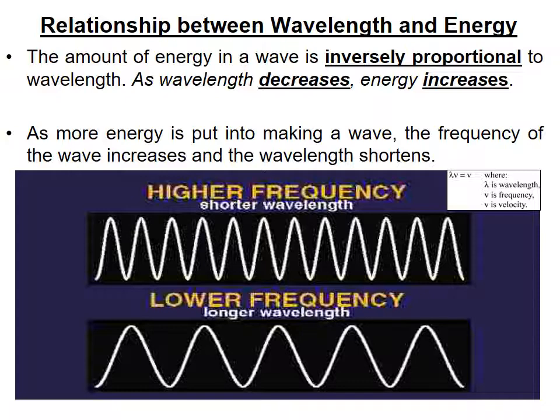So just to reiterate here and to come back to our physics terms, the amount of energy in a wave is inversely proportional to the wavelength. What that basically means, again, is that as one goes up, the other comes down. So the higher the wavelength, the less energy. The lower the wavelength, the more energy. So over here we have a very small wavelength, and over here we have a very long or large wavelength. So this one here would have higher energy than this one over here.